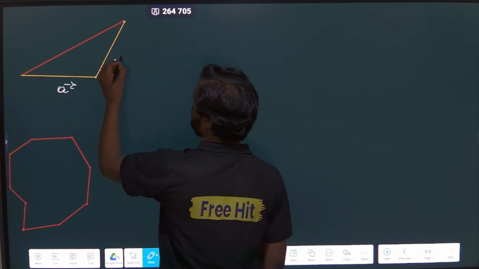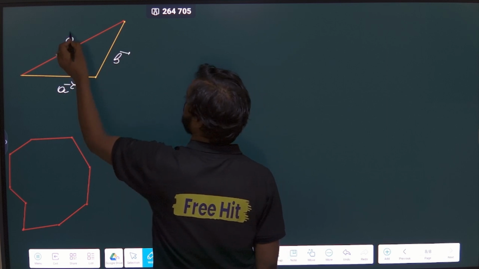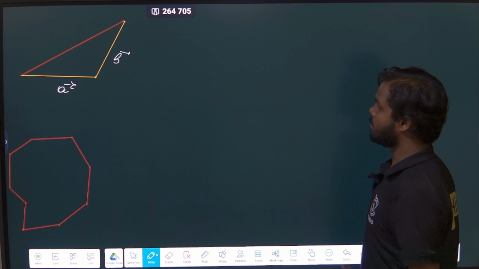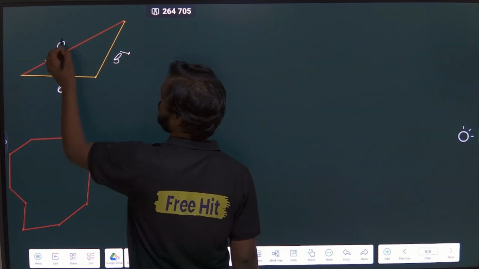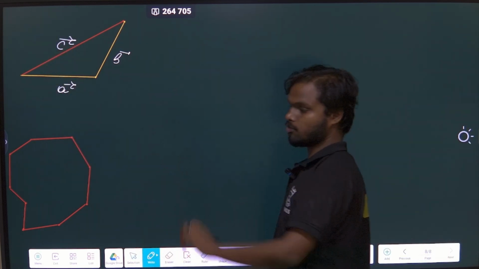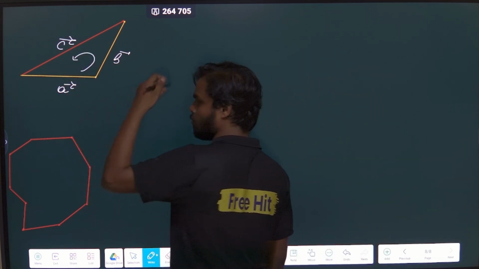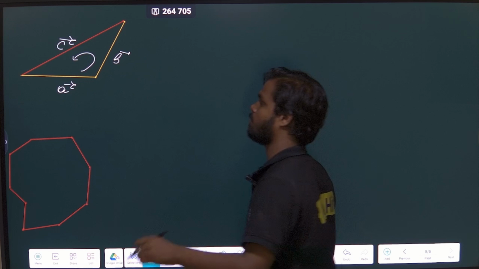Suppose this is my A vector, this is my B vector, this is my C, and they will ask you to find the relation between A, B and C. This type of question comes a lot of times in the exam. So what you have to do, you have to simply move in the cycle. Choose one cycle and move in that cycle.